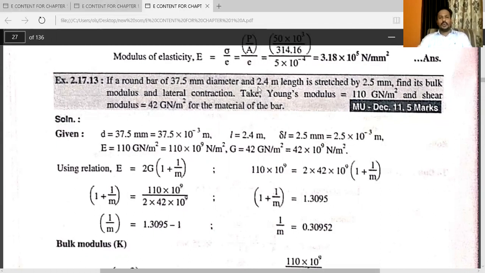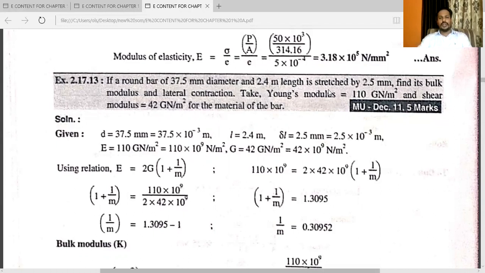And 2.4 meter length is stretched. So L is equal to 2.4 meter. Here you can consider all the dimensions in mm, or you can consider all the dimensions in meter. If you want to convert this diameter into meter, so diameter is given in mm. So while converting in meter, you have to multiply by 10 raised to minus 3. So the value of D is equal to 37.5 into 10 raised to minus 3 meter.